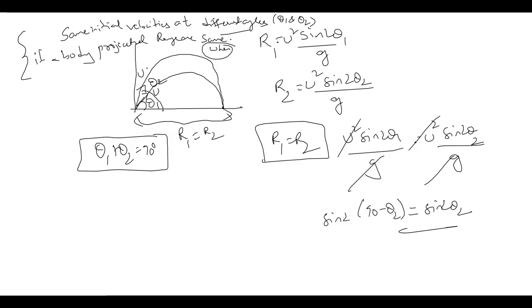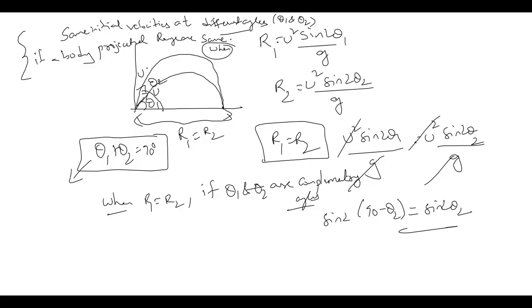So when is this possible? When are ranges equal? When R1 is equal to R2, if theta 1 and theta 2 are complementary angles. What is meant by complementary angles? Sum of the angles is equal to 90 degrees.